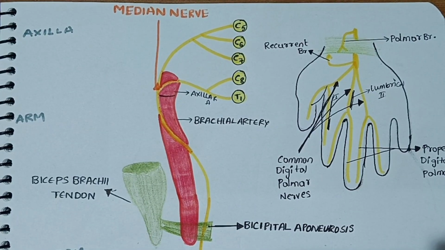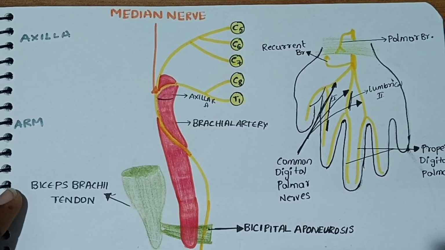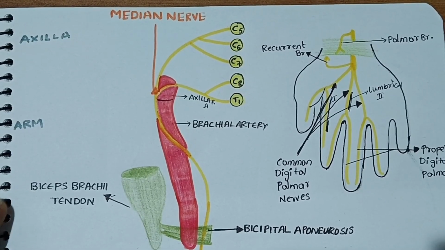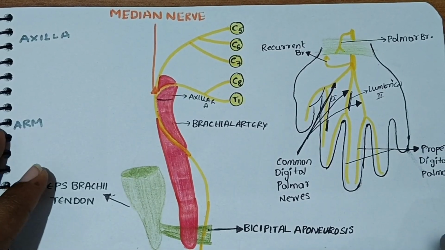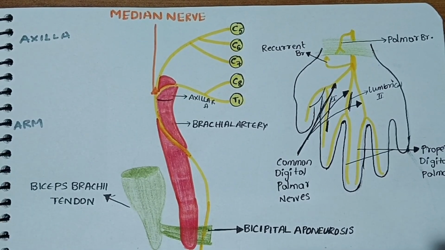Today we are going to discuss the major nerves of the brachial plexus that supply the total upper limb. Today we are going to start with the median nerve. Yes, it is a major nerve. It is a major branch of the brachial plexus.